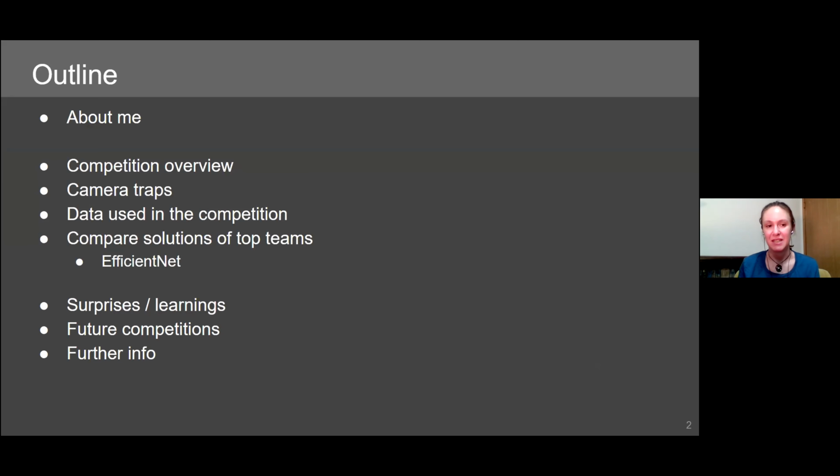And then at the end, we'll talk about some of the surprises and the things that the organizers learned from the competition, some things they're thinking about doing for future competitions. And then at the end, there's just a list of further information. We can have a little bit of discussion.